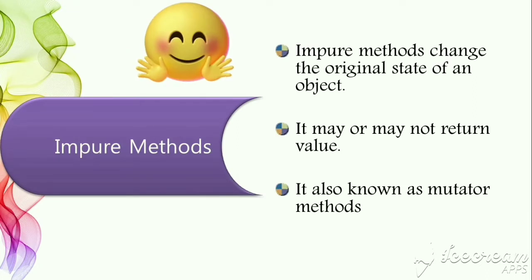Now let's see about impure methods. Impure methods change the original state of an object. Pure methods do not change the original state of an object, but impure methods do change the original state of an object. It may or may not return a value. It is also known as mutator or modifier methods. This is about impure methods.